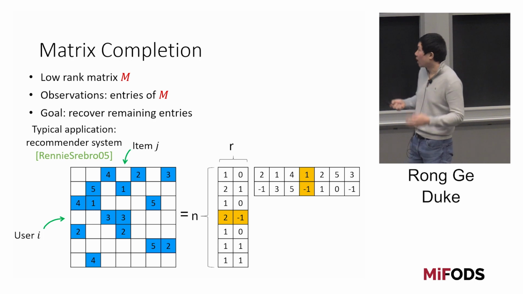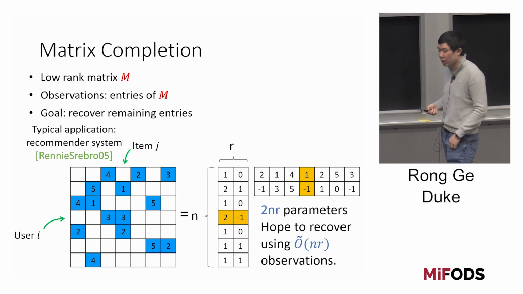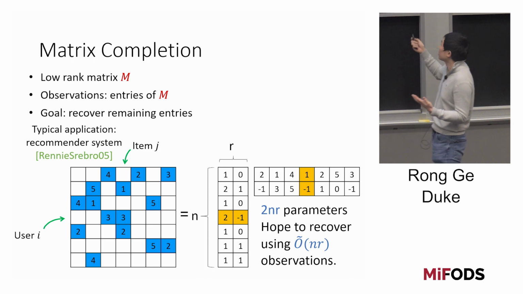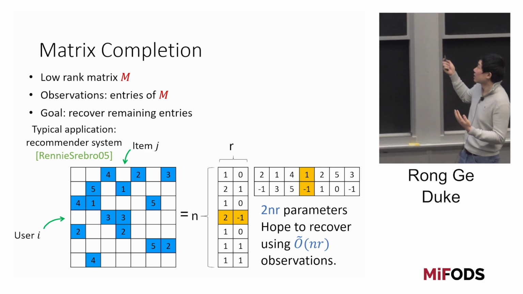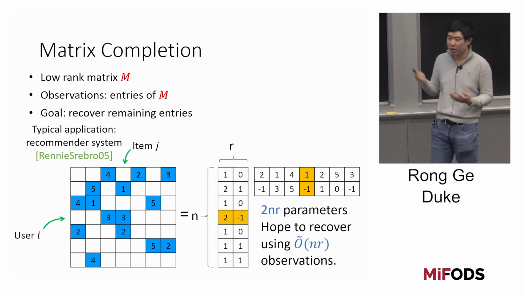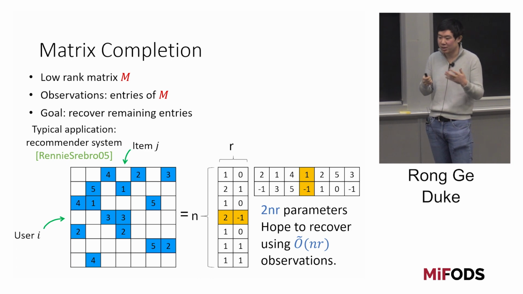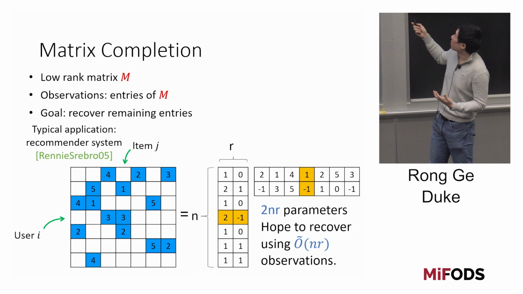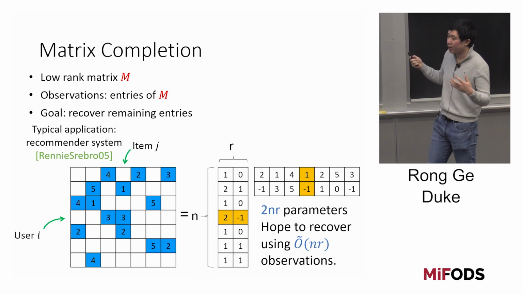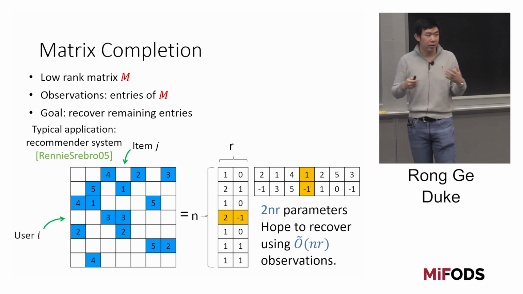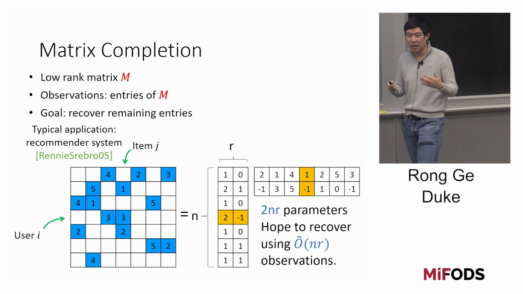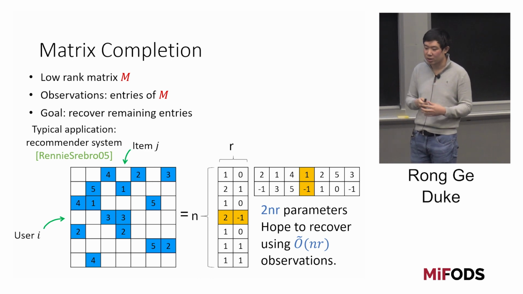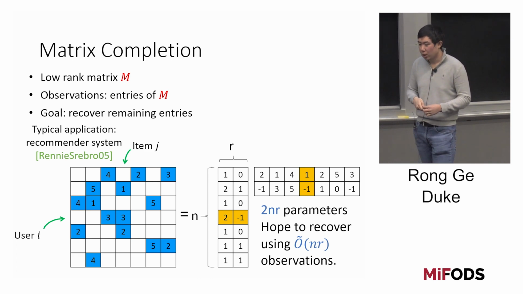So the benefit of assuming this matrix is low rank is because, obviously, from the right-hand side, you can see that there are only 2 times n times r parameters. There's actually even fewer parameters than that. Because of that, you can hope to recover the entire matrix using few observations, using something like n times r times some log factor observations. So how do you solve the matrix completion problem?